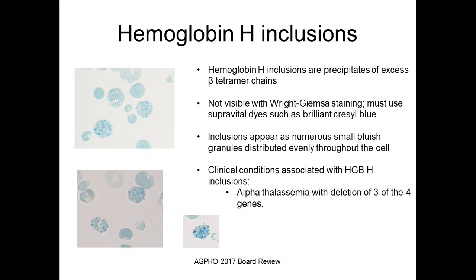Okay, hemoglobin H. So what is hemoglobin H? These are inclusions which are precipitates of excess beta tetramer chains. These are also not visible with Wright-Giemsa staining. You can see that they're nice and evenly distributed throughout the cell. And to visualize them, you have to use a supravital dye again. And the clinical condition associated with hemoglobin H inclusions is alpha thalassemia with 3-gene deletion.